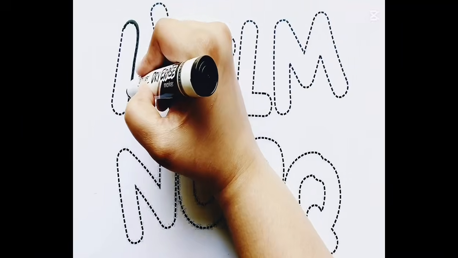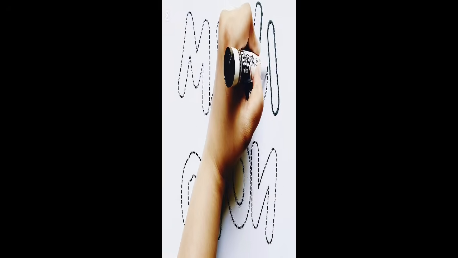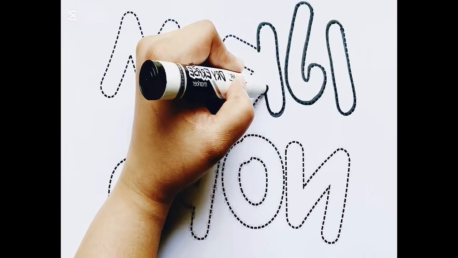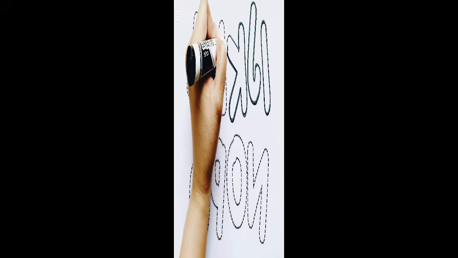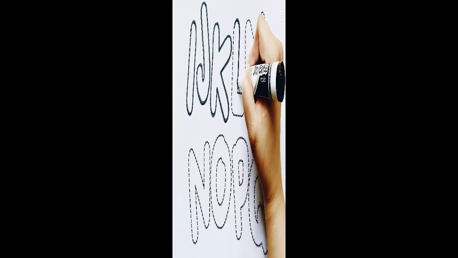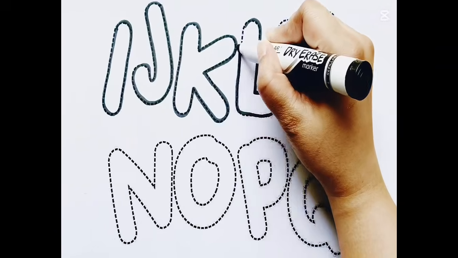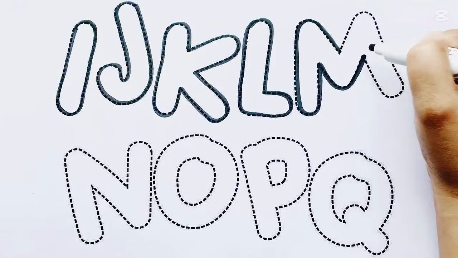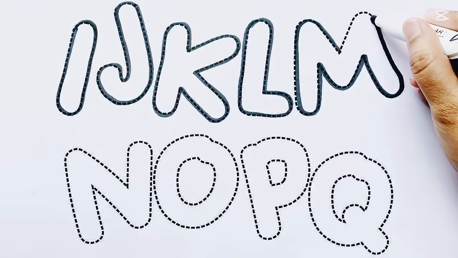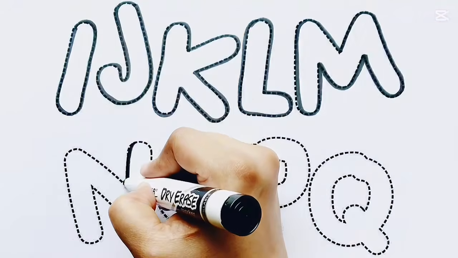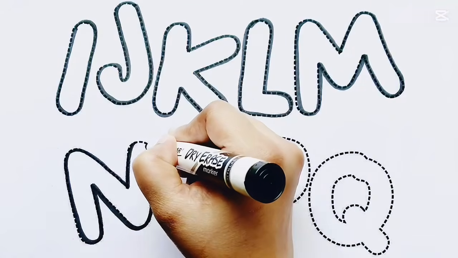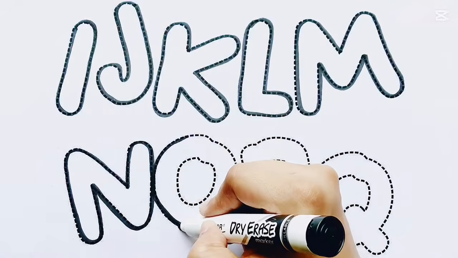Capital letter I. I for ink. J for jelly. K for kite. L for line. M for moon. N for nest. O for orange.